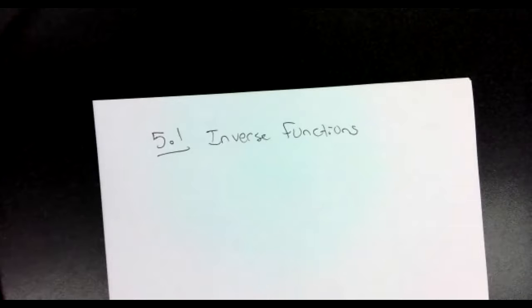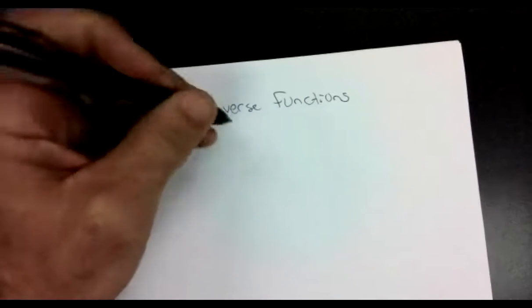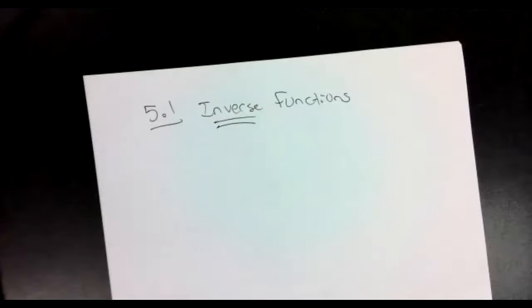So 5.1 is all about the inverse functions. Basically our whole last chapter was all about functions and domain and range and all of that fun stuff. So in chapter 5, we're just going to be specifically talking about the inverse of a function. So again, a function is a relation where no elements of the domain repeat.